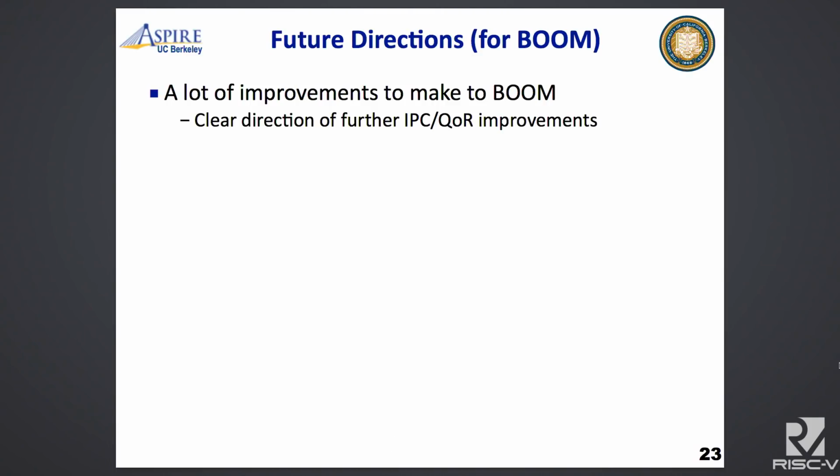In terms of future directions for Boom, this has given us a pretty clear idea of exactly where our weaknesses are and what we can do to improve the IPC, the area, the frequency, and the quality of results. I don't want to give any sort of promises or specifics, but just to say we're aware of the things that we do want to change.